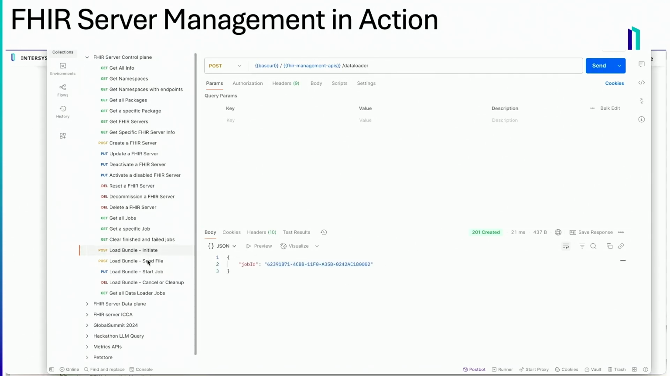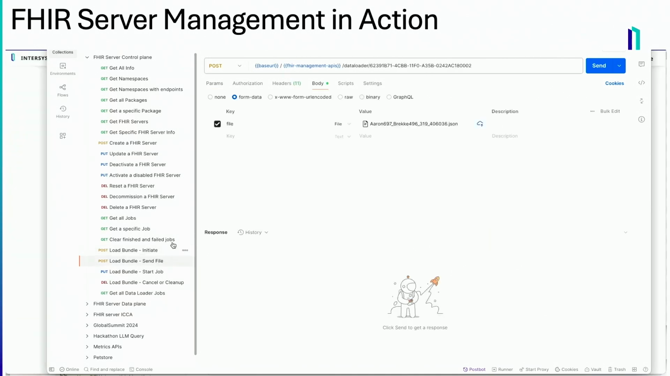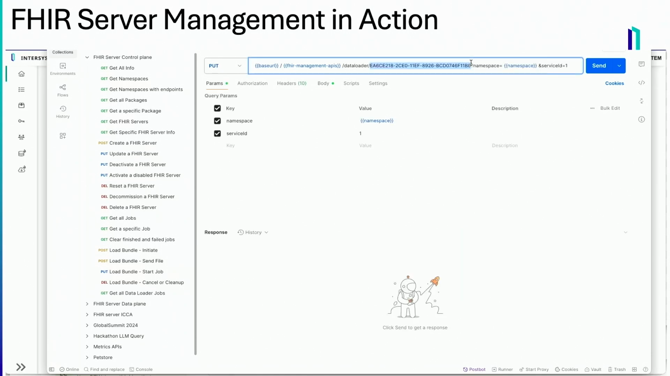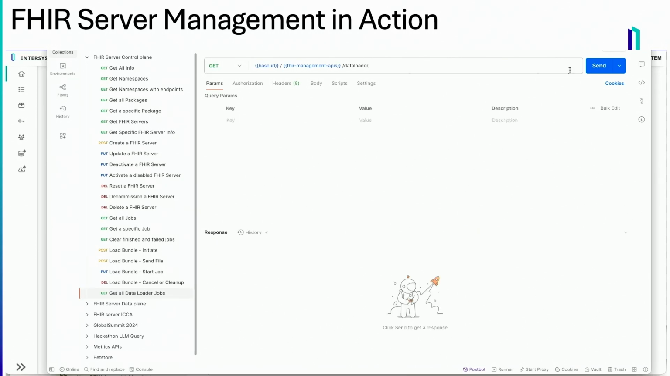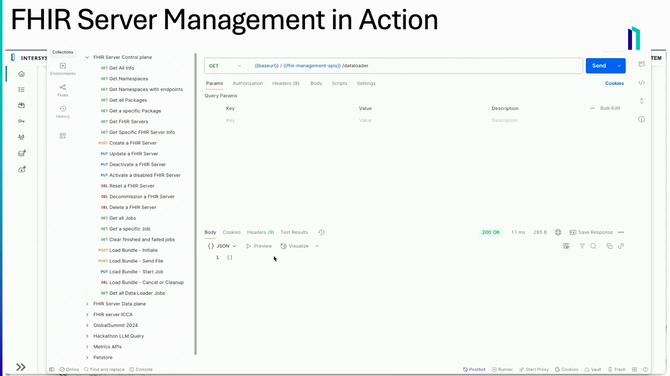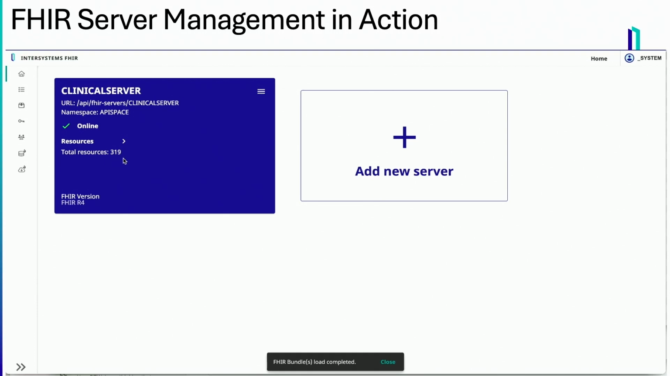Okay, so now, as I mentioned, it's a 3-step job. First, I set up a new job. Now I've assigned a file name. This file happened to be on my laptop. And I said, okay, the job is still not run. We still have 0 resources. And now I kick off the job itself. Oh, the job completed even before I clicked it. It was a small, one patient file, but I've got 319 resources in the FHIR server now.